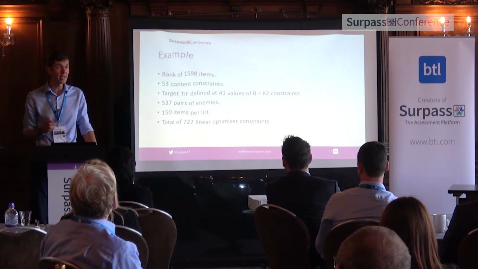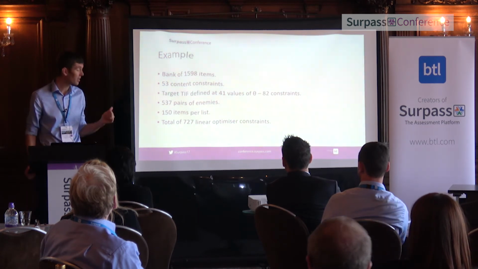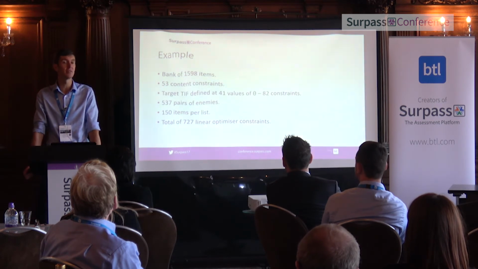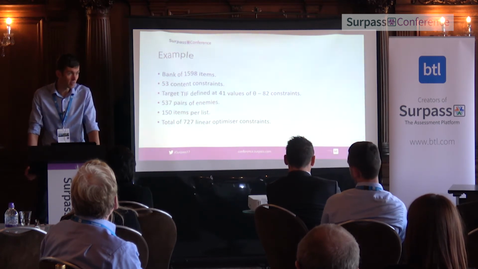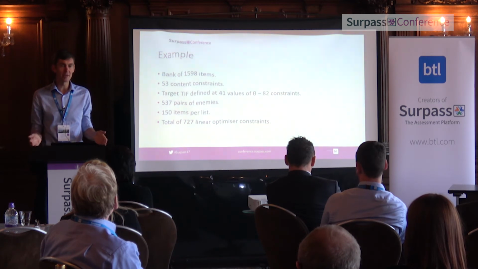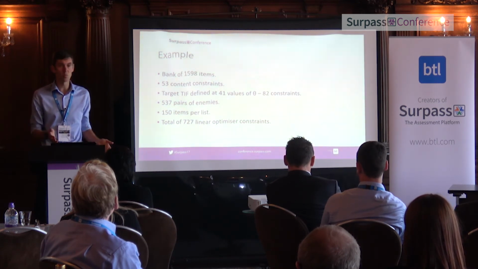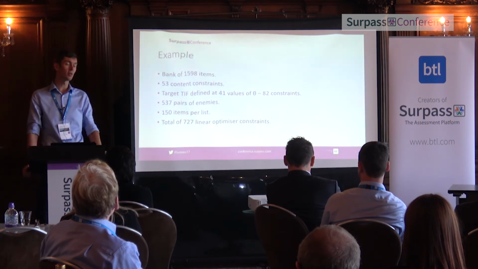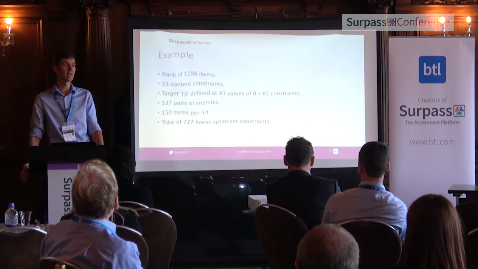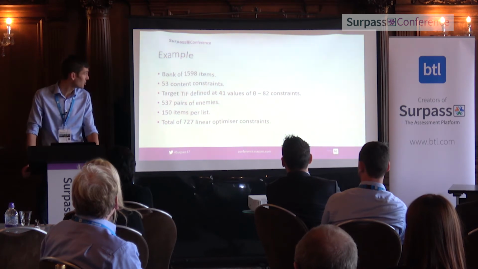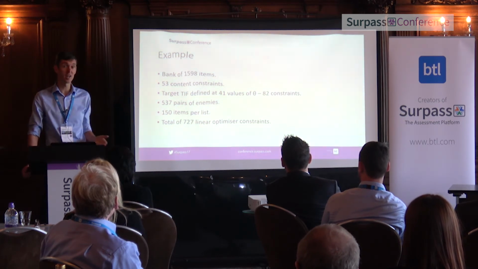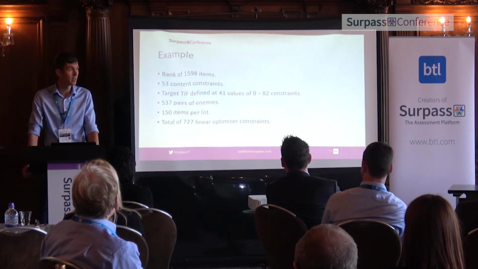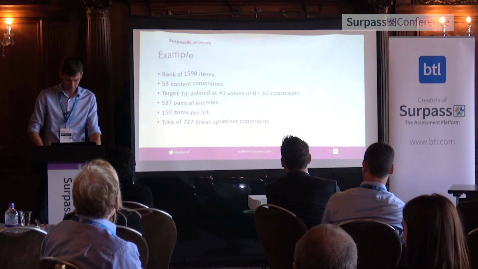But one key point here is that enemies and friends, there aren't actually any friends in here, are defined at item level rather than test level. So if you create your bank and your items, you decide what their enemies are. Those enemy relationships will be maintained across all test forms. They don't have to be defined at form level. It's just the content constraints, which are specific to the test, and the psychometric constraints that need to be defined per test.